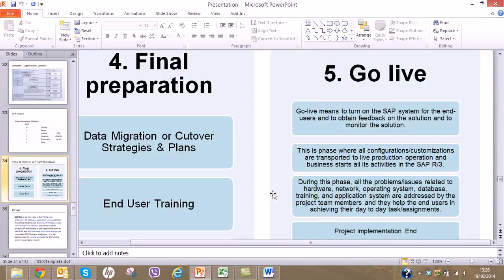If I am unable to resolve the issue, I will leave my desk and go to the end user's desk. So that is second line support. If I'm still unable to resolve the issue, then I will call the SAP company to give us the solution.